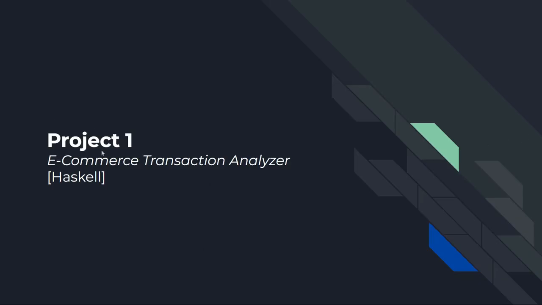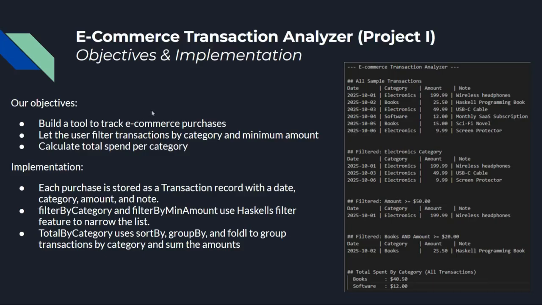So this is our Project 1, our e-commerce transaction analyzer in Haskell. The goal of this project was to build a small tool that can track online purchases and help a user understand where their money is going. We had three main objectives: to store each purchase as structured data, to let the user filter transactions by category or by minimum dollar amount, and calculate the total spending per category.